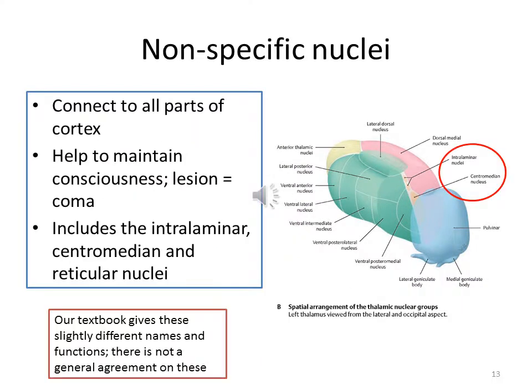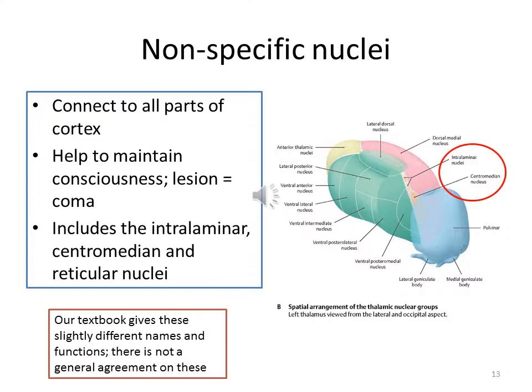The non-specific nuclei connect to all parts of the cortex and help to maintain consciousness. These have a lot of connections from that ascending reticular activating system we learned about, and a lesion to the non-specific nuclei will cause a coma.